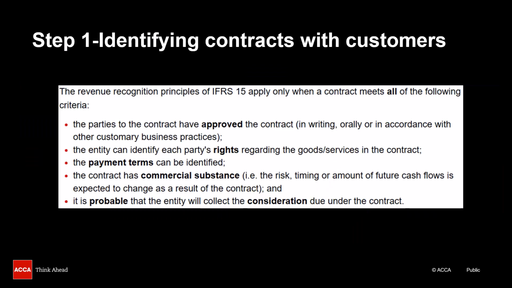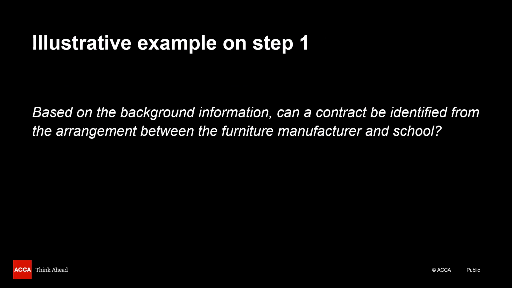The first step of the 5-step revenue recognition model requires an entity to identify contracts with customers. This requires that all of the above criteria need to be met. Take your time to read through these criteria as we will apply them in the next example. Based on the background information, can a contract be identified from the arrangement between the furniture manufacturer and the school?